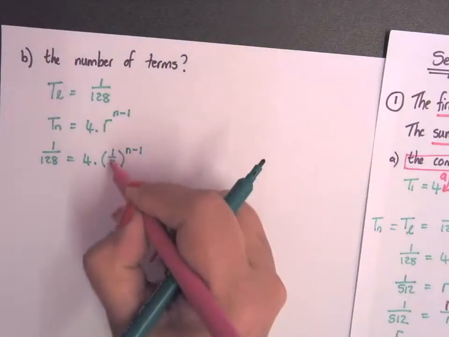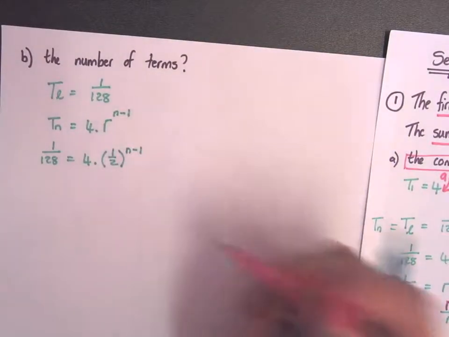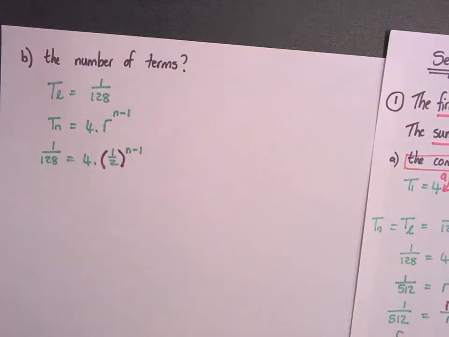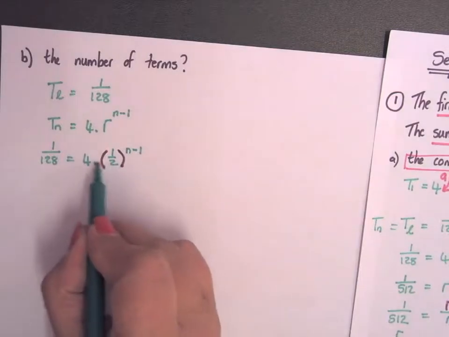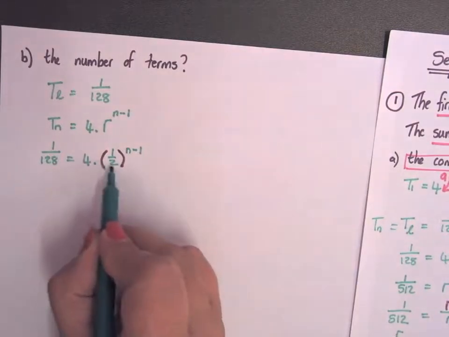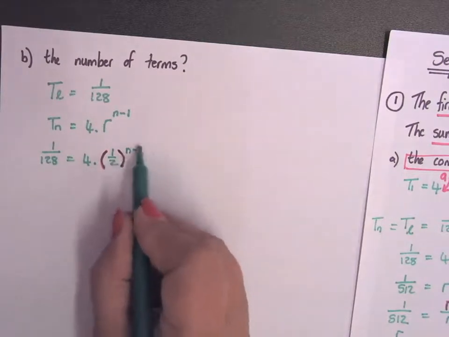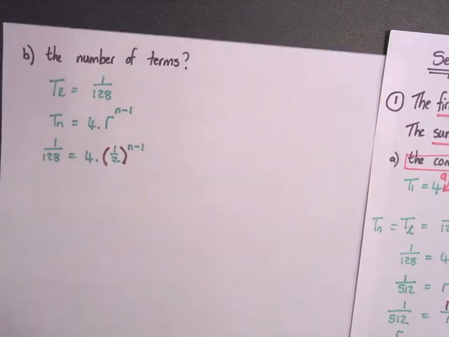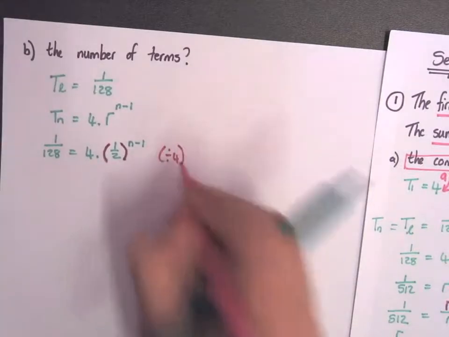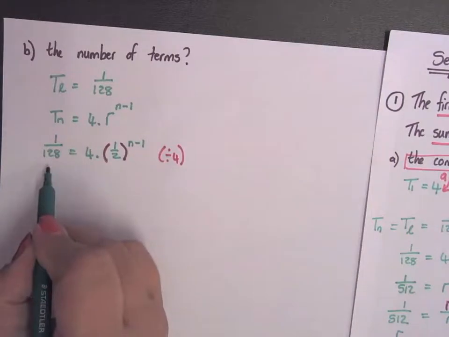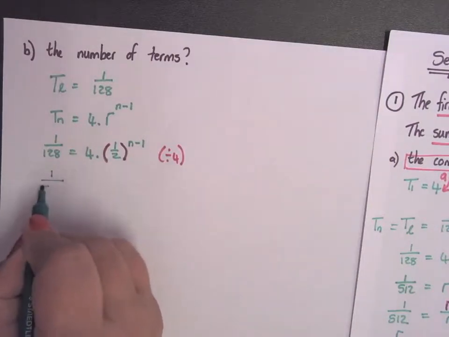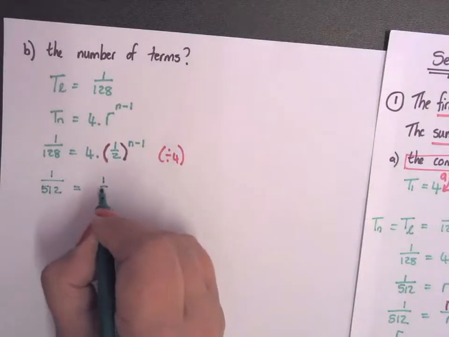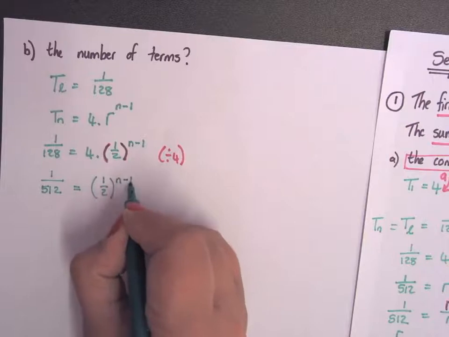Remember, when you have a fraction and you need to give it an exponent, always put it in a bracket. You can't now divide the 4 and the 2 into each other because the 2 has an unknown exponent. So I'm going to divide this whole right hand side by 4, and I have to divide this side by 4 as well, and then I get 1 over 512 equals a half to the power of n minus 1.